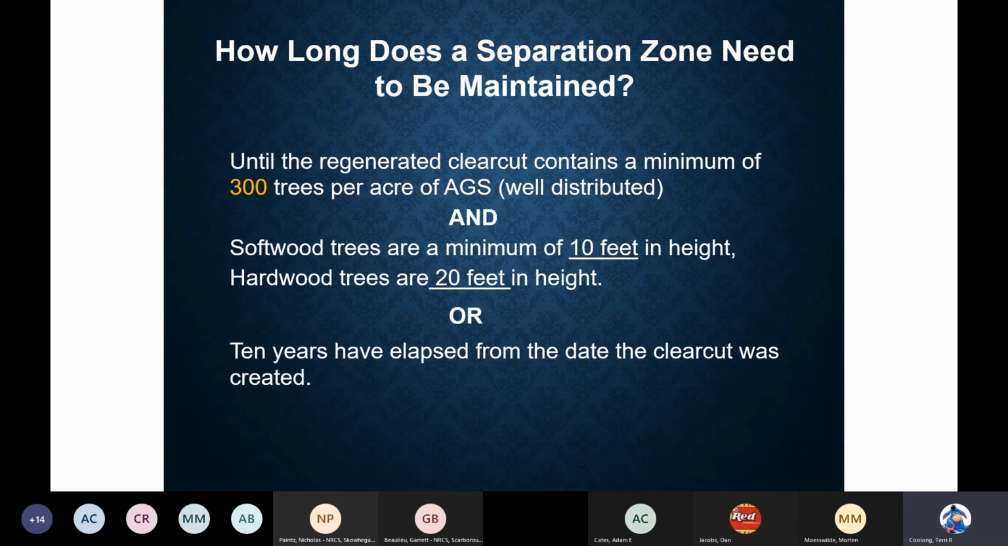Separation zones need to be maintained until at least 10 years have elapsed from the date the clear cut was created, or until the regenerated clear cut contains a minimum of 300 trees per acre of well-distributed acceptable growing stock, and the softwood trees are a minimum of 10 feet in height, and the hardwood trees are a minimum of 20 feet in height. So until that time, you have to be very careful not to cut up close to that clear cut because it may join in with another clear cut.